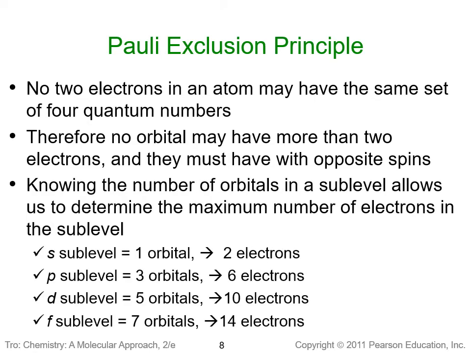Knowing this, and knowing the number of orbitals in a sublevel, allows us to determine the maximum number of electrons in the sublevel. In our s orbital, because there is only one possibility, and this is related to the magnetic quantum number, m sub l, for our s orbital m sub l is only 0. We can have one orbital, which means a maximum of 2 electrons.